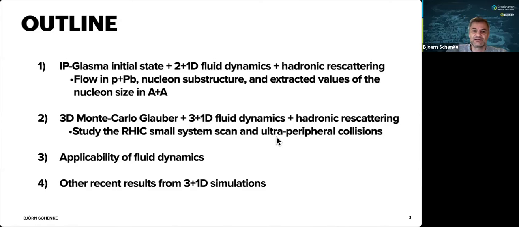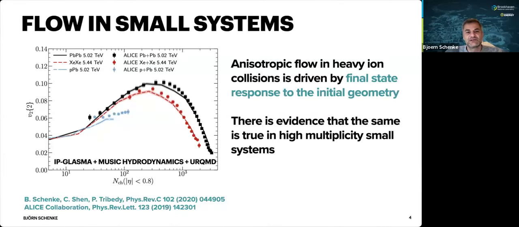And if I have time, I will also address ultraperipheral collisions. That really means we have a photon colliding with a nucleus, and we see if we can have flow and strong final state effects in such a system. I will address the applicability of fluid dynamics and try to address the question of why fluid dynamics seems to work so well, even though the system is very small and produces only on the order of 20 particles or so. And then I'll briefly mention some other recent results from the 3+1D simulations, but probably just in one or two slides. Okay, so let's get started.